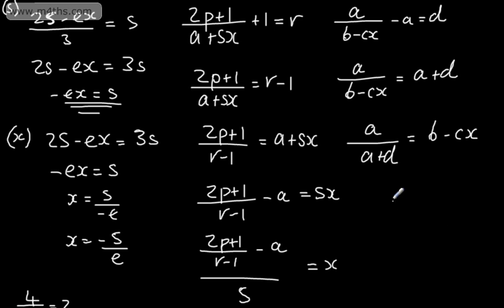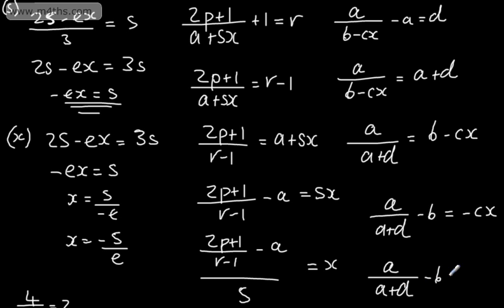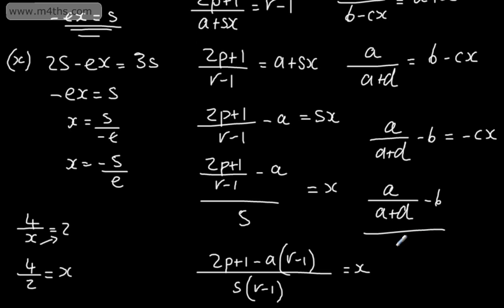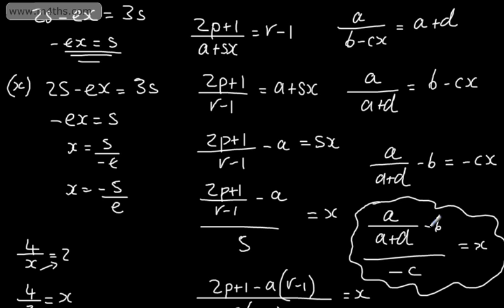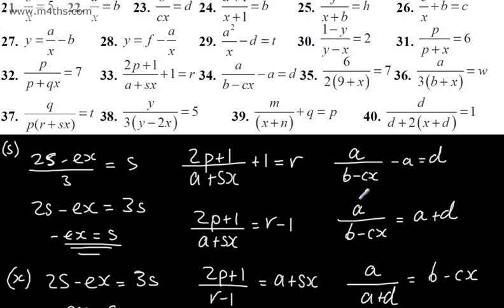Subtracting b from both sides, a over a plus d minus b is equal to negative cx. Dividing both sides of the equation by negative c gives us x. And as stated, you could go ahead and tidy that up if you wanted to. If they ask you to put it in a certain form, you could go ahead and do that.